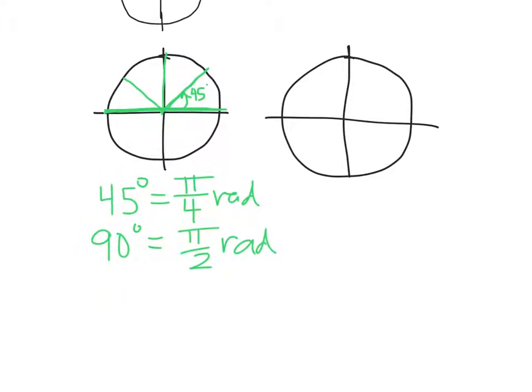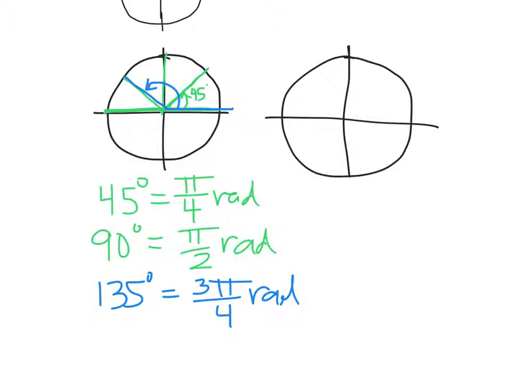Okay? And then if you go over to this angle in blue, this one to here, that angle is 135 degrees. That would be how much of the pi? How much? 3/4 of the pi. Yes, so we call that 3 pi over 4. There you go. And you can keep going all the way around.